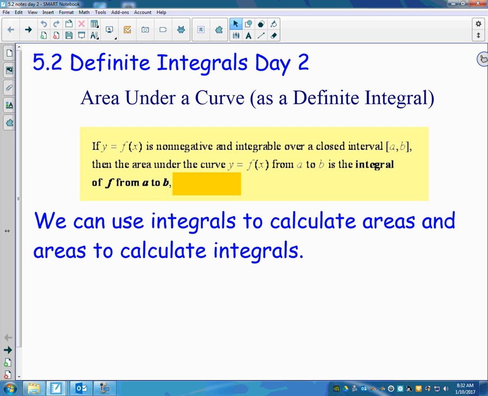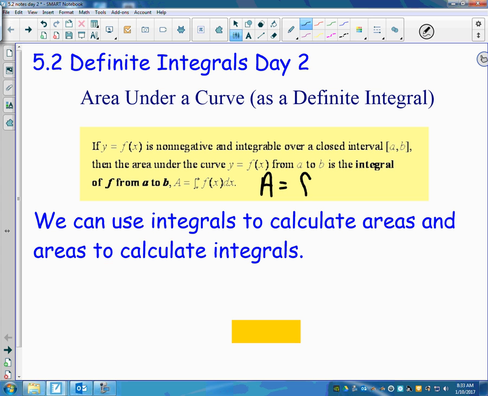Okay, so this is kind of what we said yesterday, right? That the area under a curve is just that definite integral. It says that if you have a function that is non-negative and integrable over a closed interval, then the area under the curve from A to B is the integral from A to B. That's really small, right? Can you read that? All right. The area equals the integral from A to B of f of x dx.